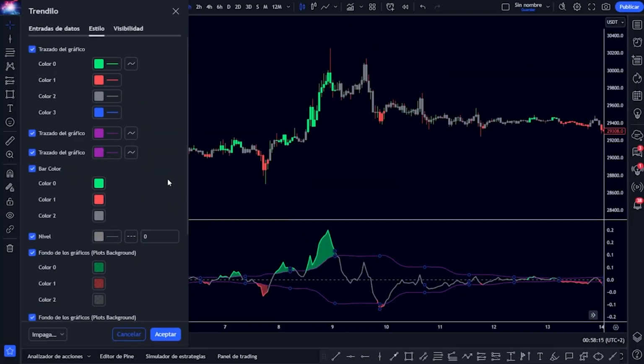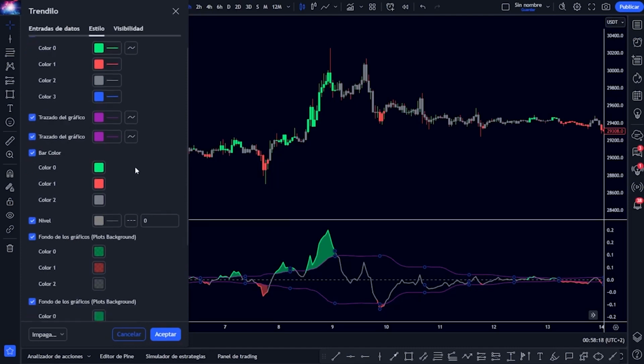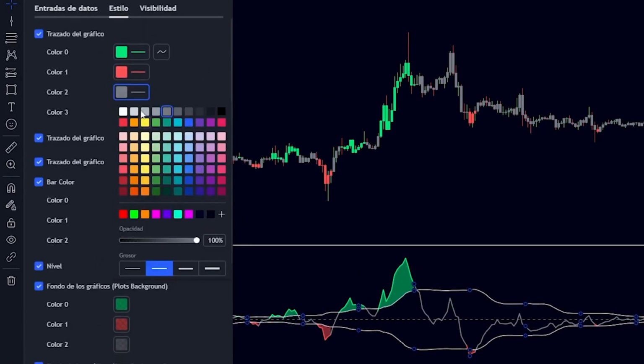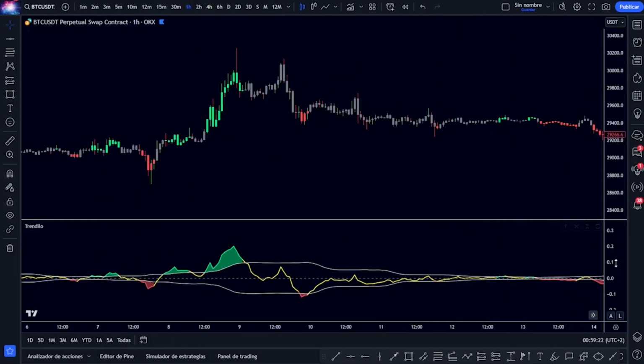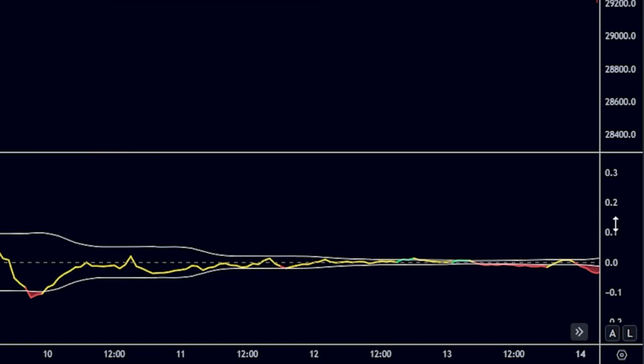In the style part, it is more to the taste of each one, but I personally will place the lines in white and the central line of the RSI, for example, in yellow, to see everything in a much clearer way. The next thing we have to do is to mark the area with value 0.1 and minus 0.1.